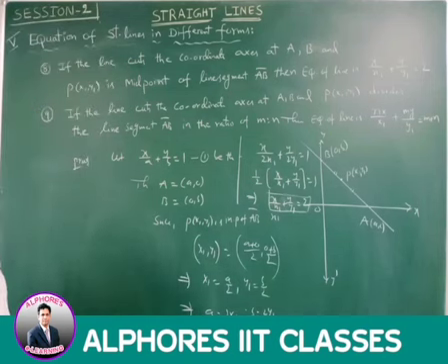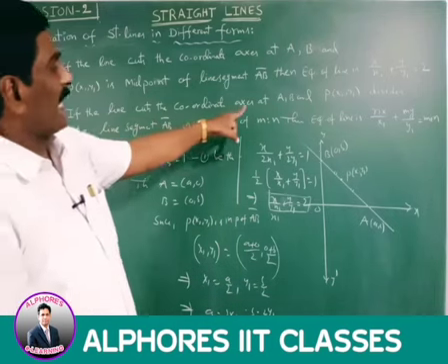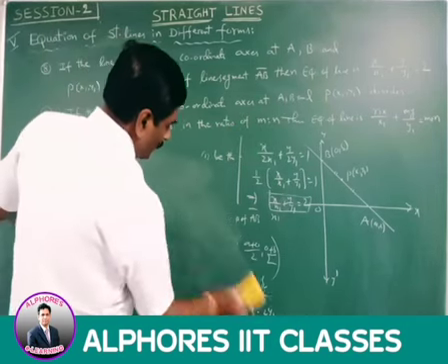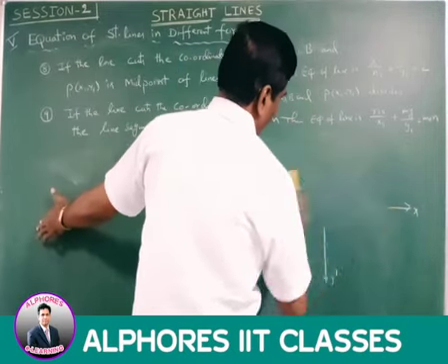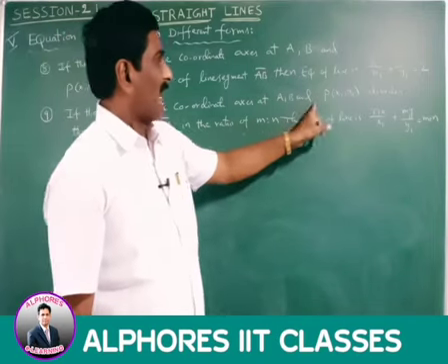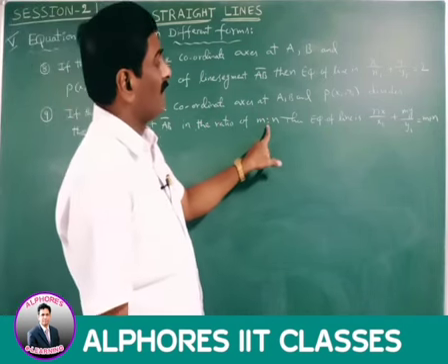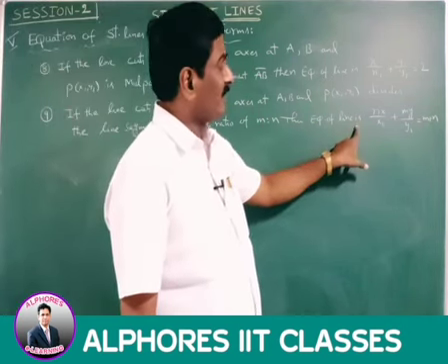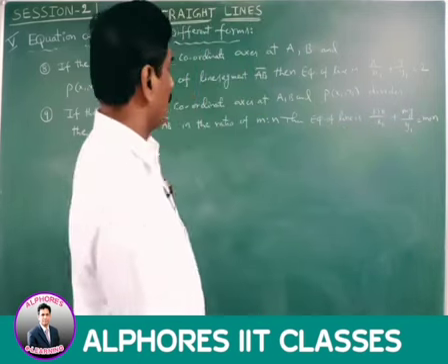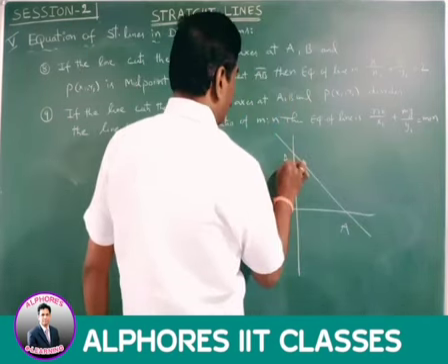Next, continuation. Ninth one. If the line cuts the coordinate axes at A and B, and P(x1, y1) divides the line segment AB in the ratio m:n, then the equation of the line is nx/x1 + my/y1 = m + n. In this case also, the line cuts the coordinate axes at A and B.